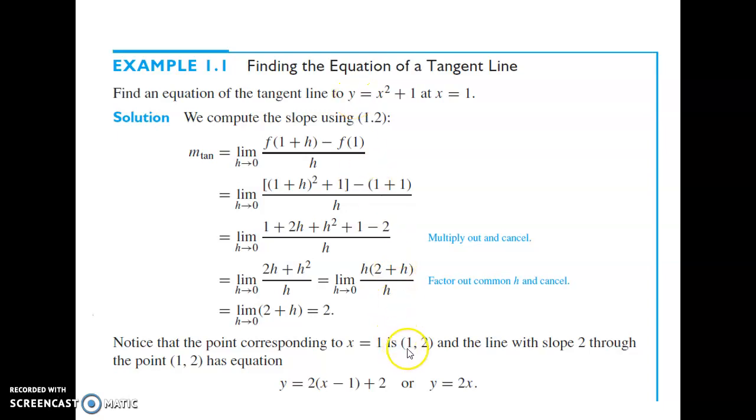That means the point is (1, 2), right? So this is the point (1, 2). The slope we found. I just substitute in the earlier formula. So y is equal to slope times (x minus 1), that is a, and this is f(a). I simplify this, I will get y is equal to 2x.